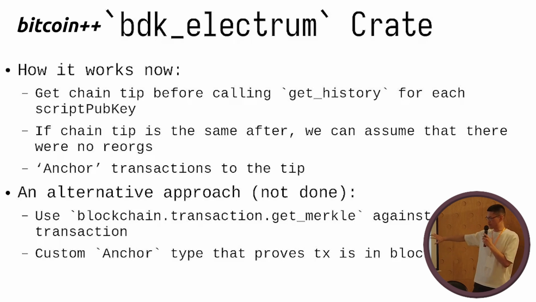So an alternative approach is we use the other methods of Electrum, such as transaction get merkle, against every transaction. And then we can create a custom anchor type for it. So you have custom anchor types that have a whole merkle proof linking the transaction to the block that it's anchored to. It's very nice. Or you can just have the position of the transaction.